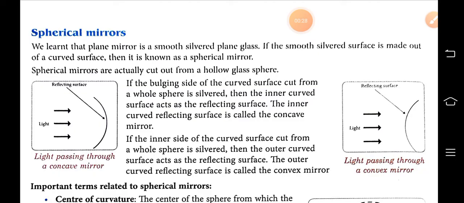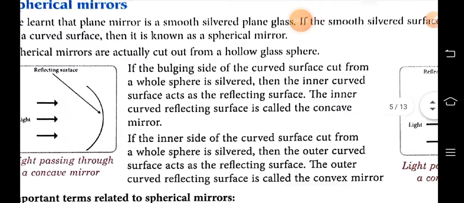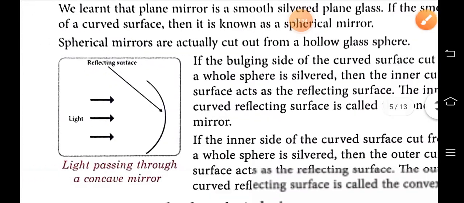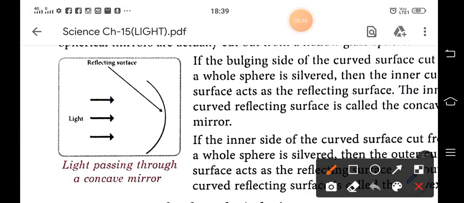If the bulging side of the curved surface is silvered, which means it is polished, this surface is known as the bulging out surface. If it is polished and the inner surface is the reflecting surface, then it is known as a concave mirror.